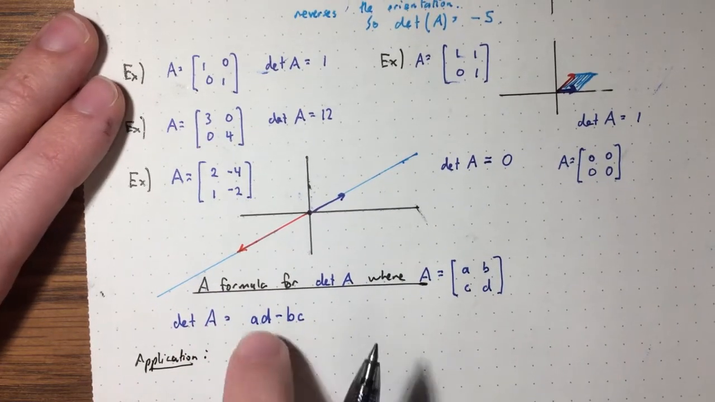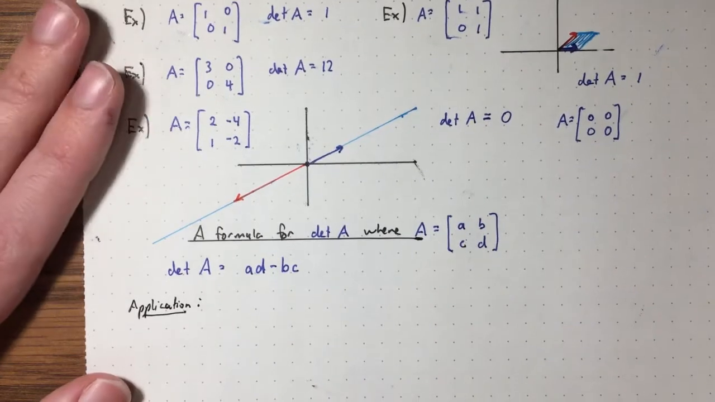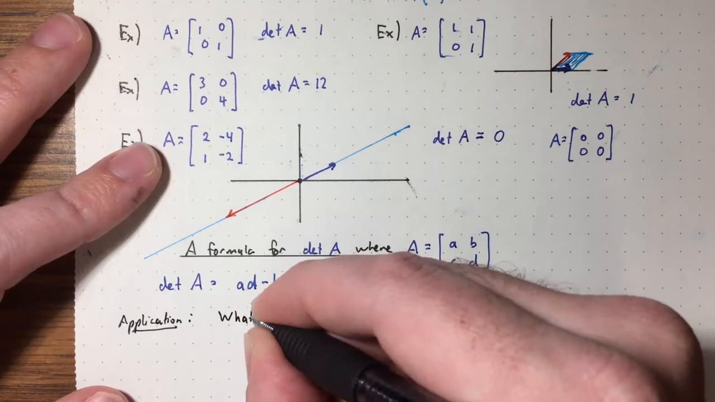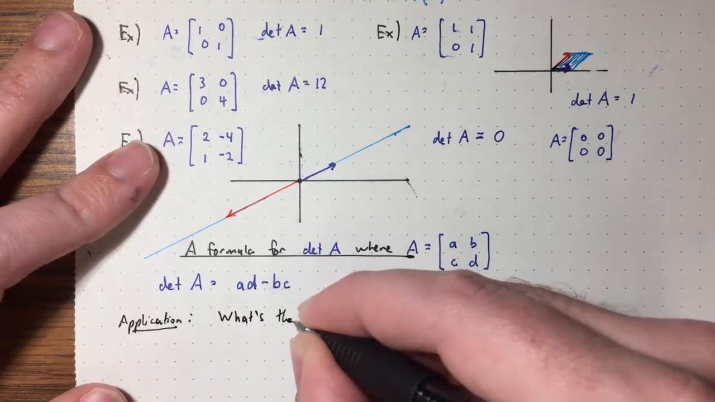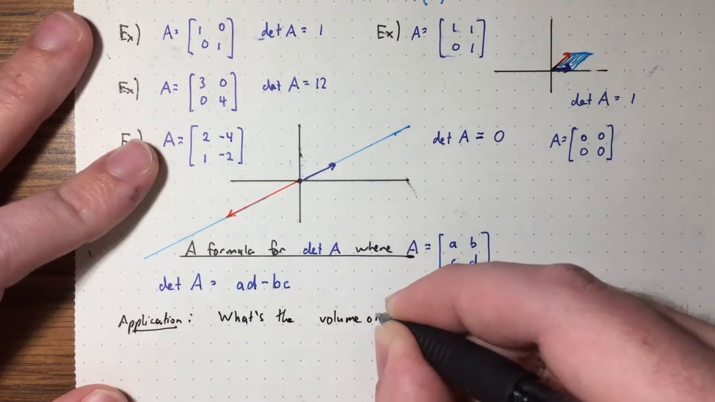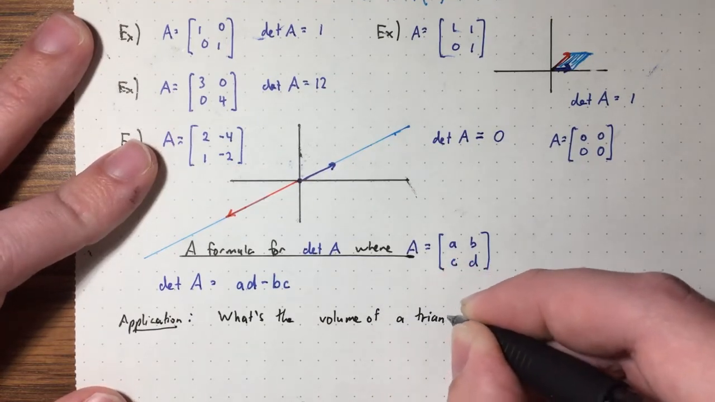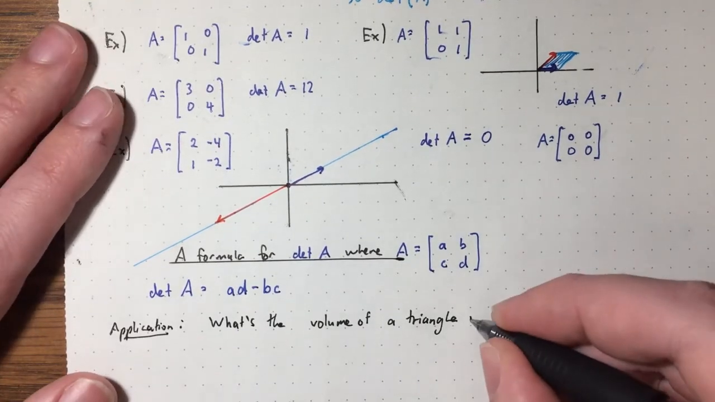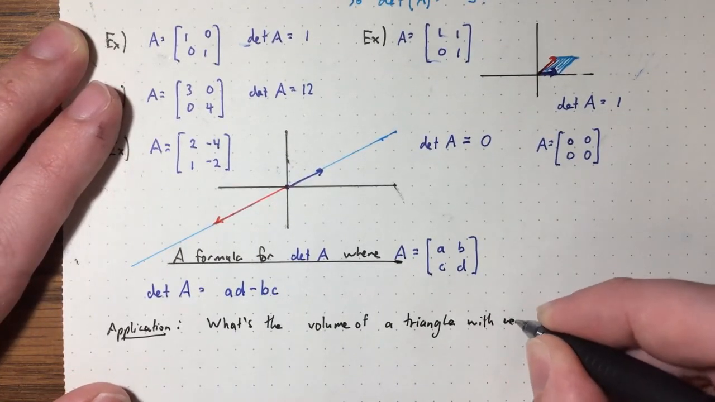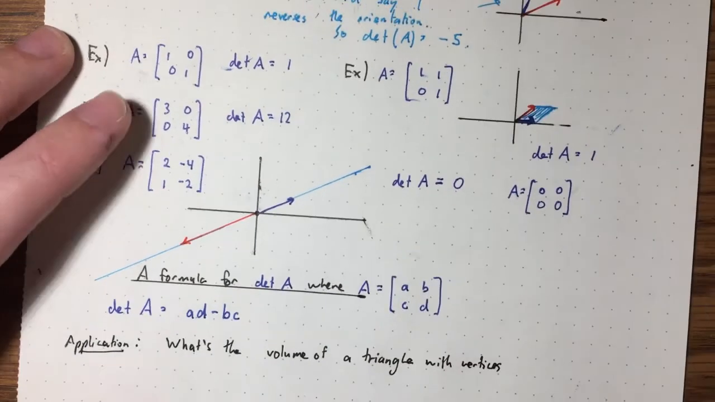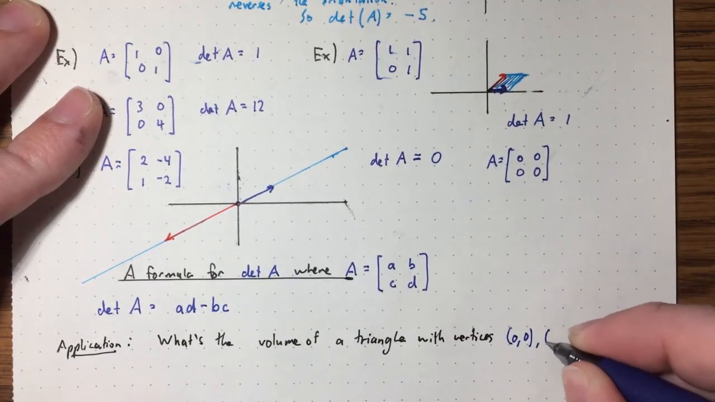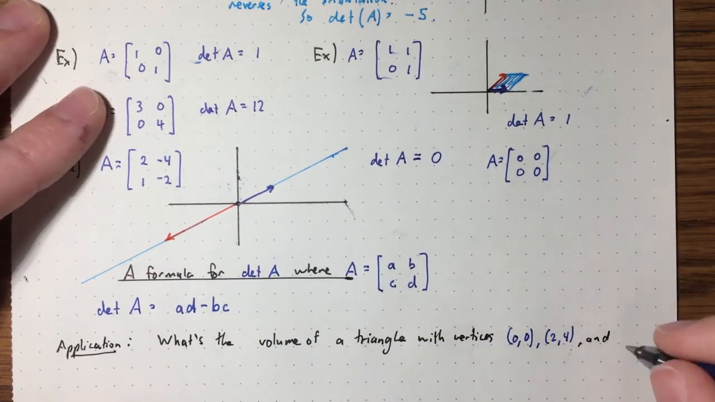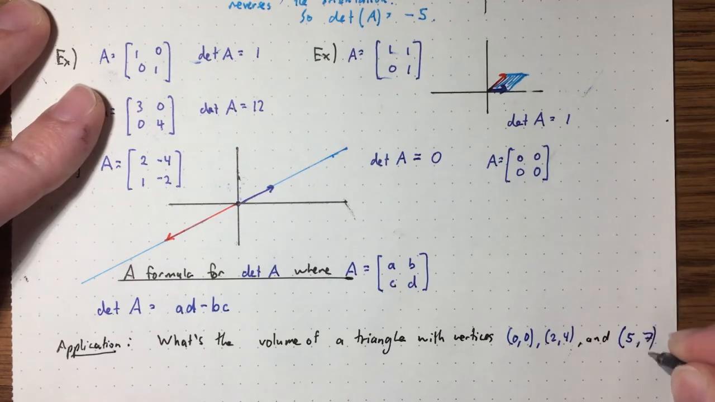And we can actually use this idea of determinant to find areas. So we can kind of do it in reverse. If we have the formula, let's say I give you this problem. What's the volume of a triangle? I'm going to say, wait a second, triangle? We're talking about parallelograms. But okay, the volume of a triangle with vertices 0, 0, 2, 4, and 5, 7, let's say.